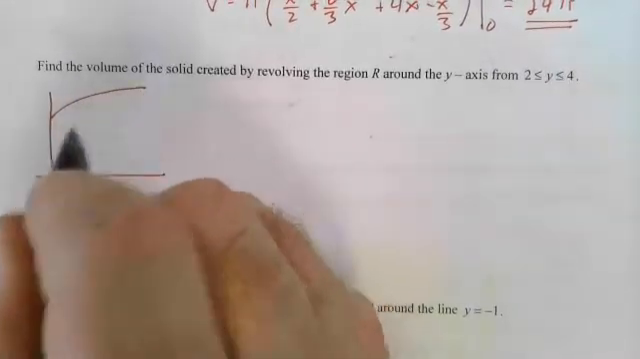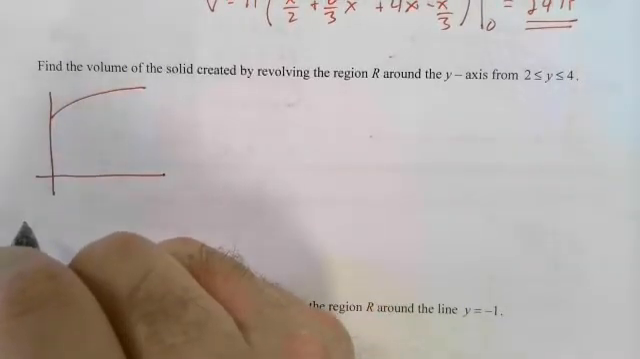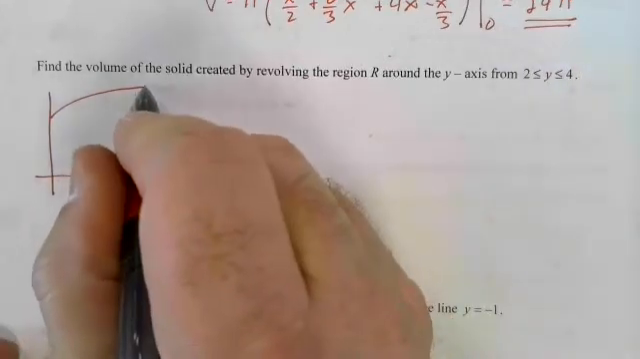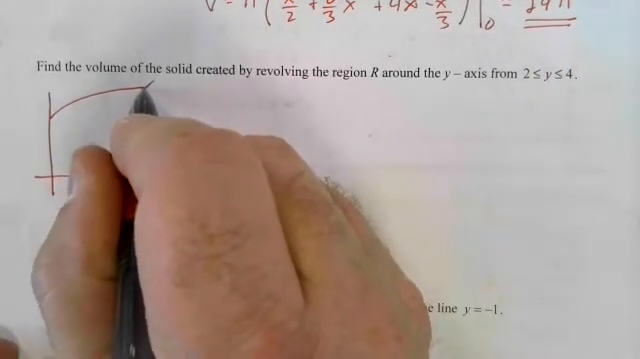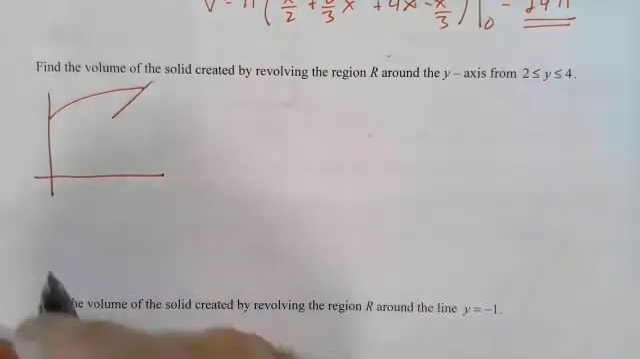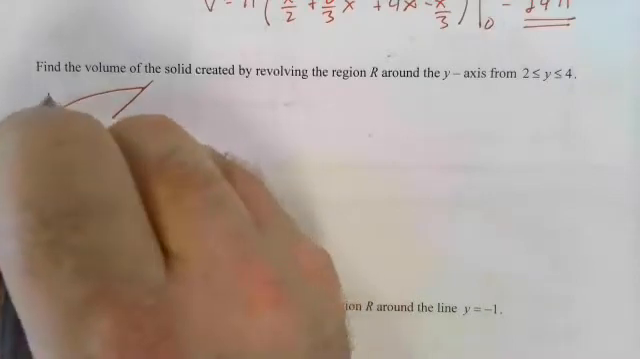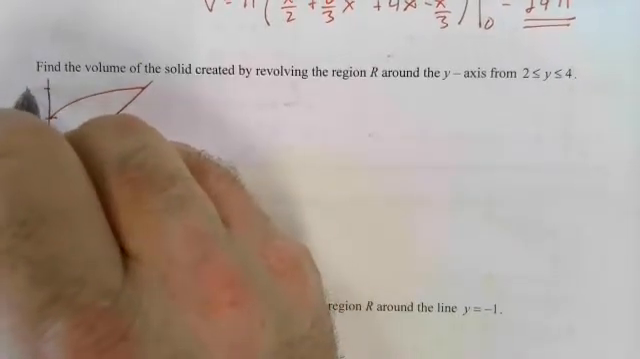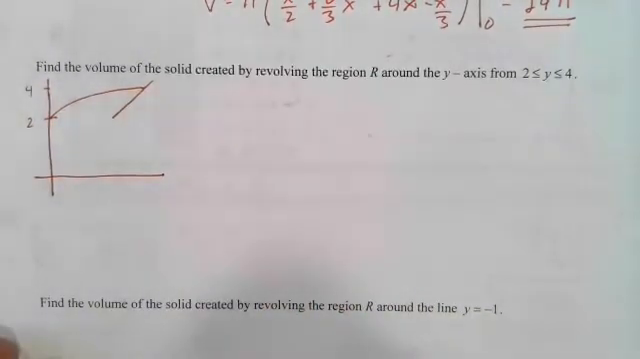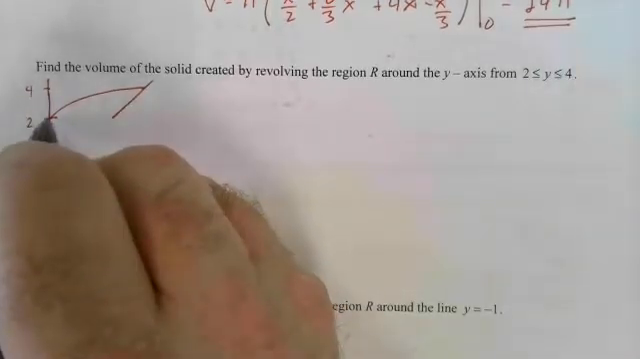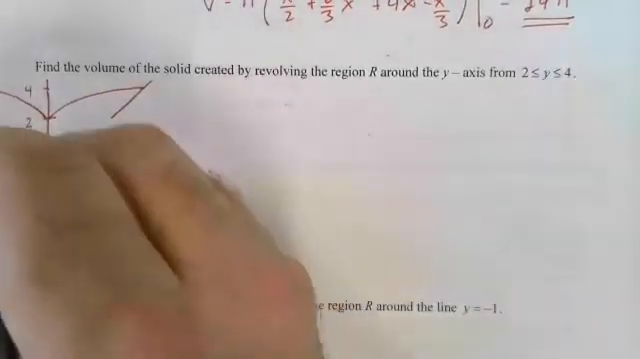This is 2 to 4. No question about it. Then there's a little chunk here, but it stops. I'm not going to show the rest of it. 2, 4. I'm going to regret putting those in there. We revolve that around the y-axis.